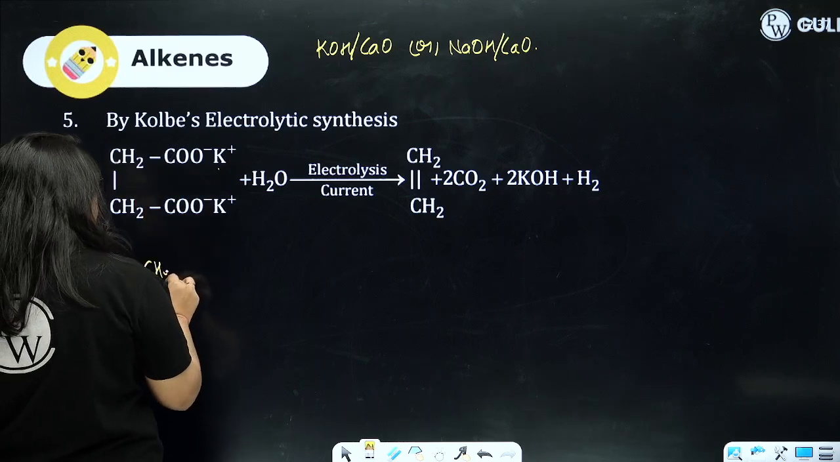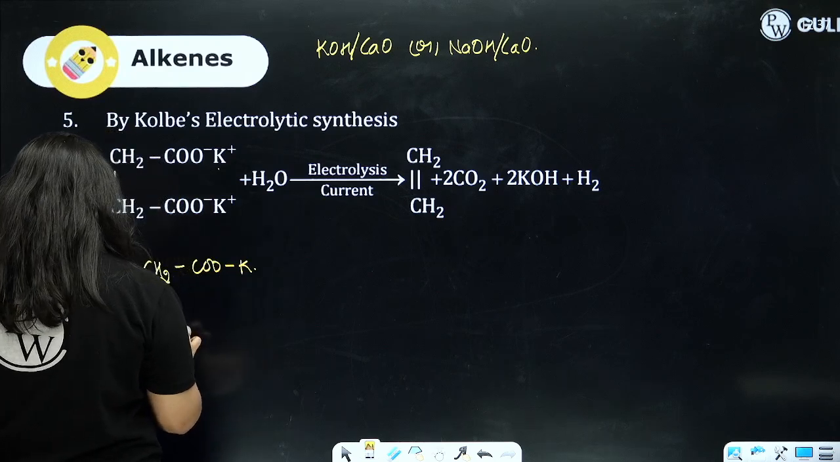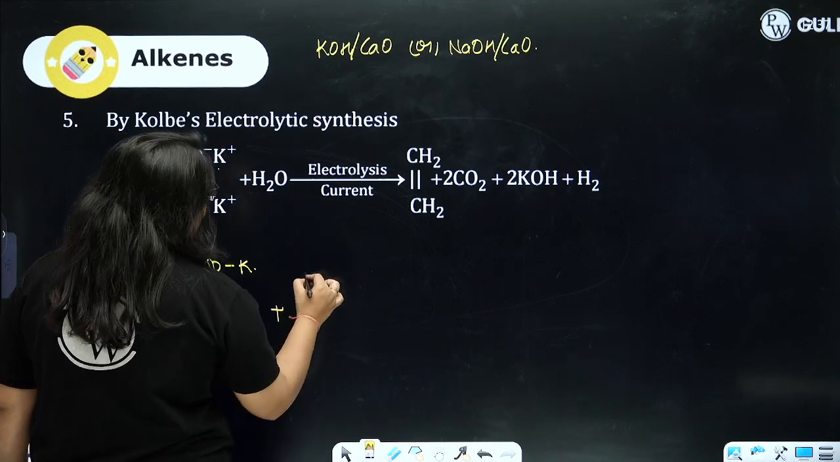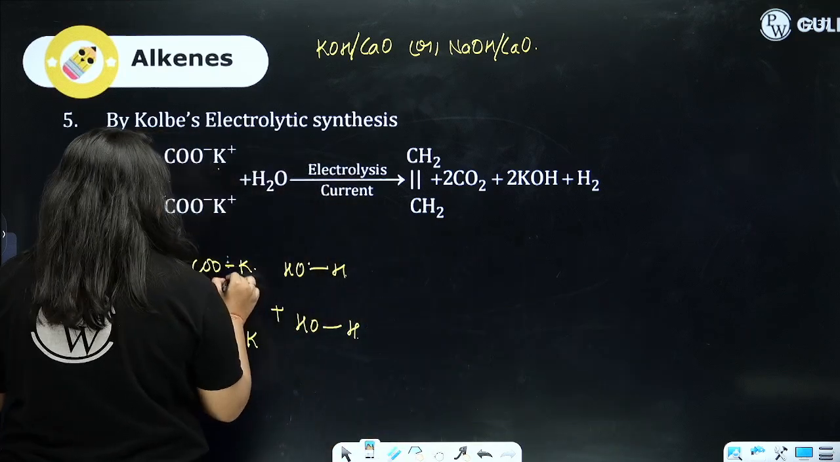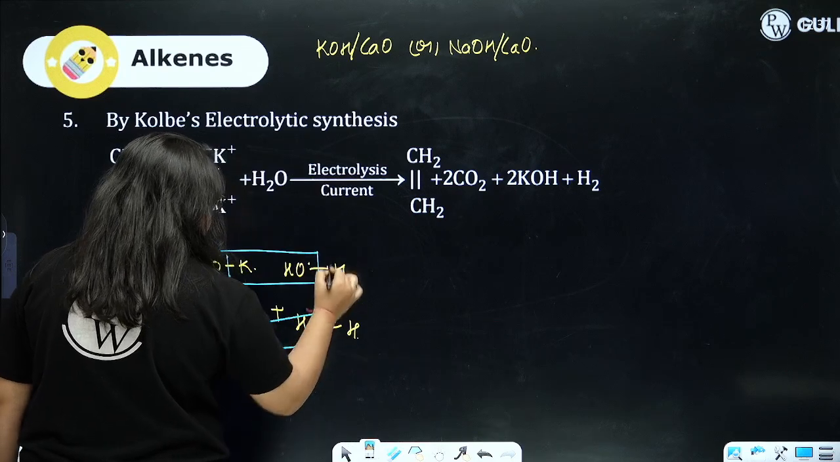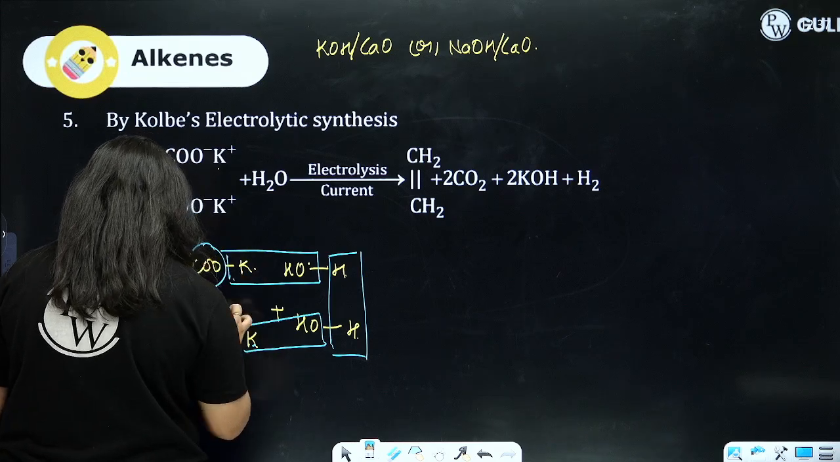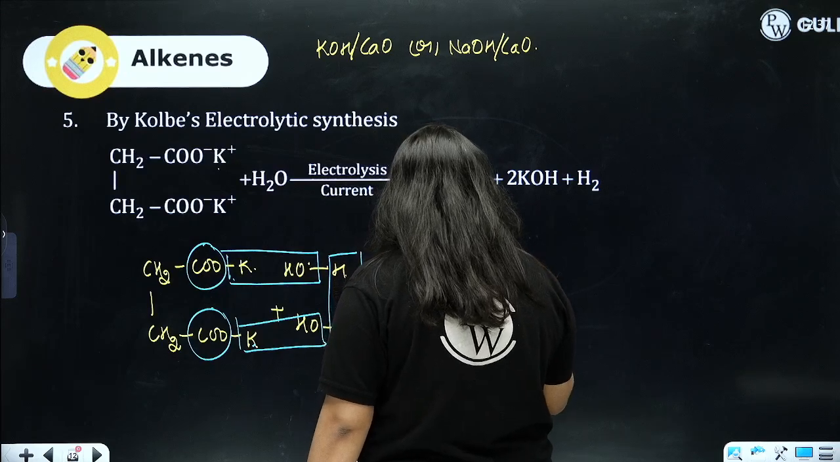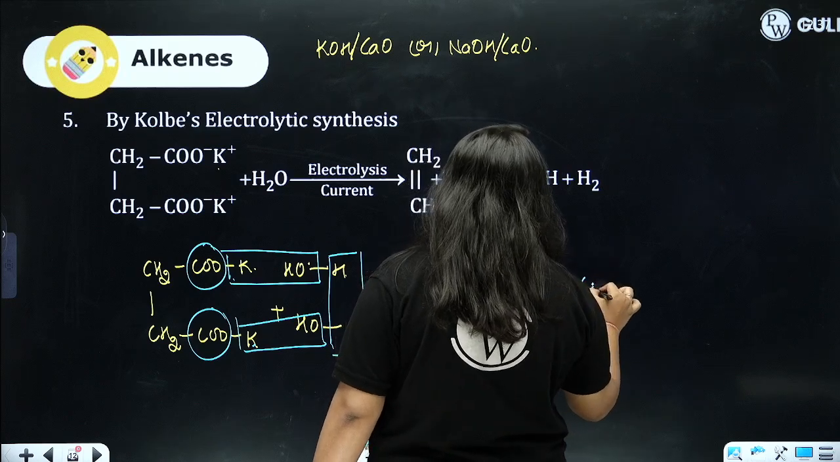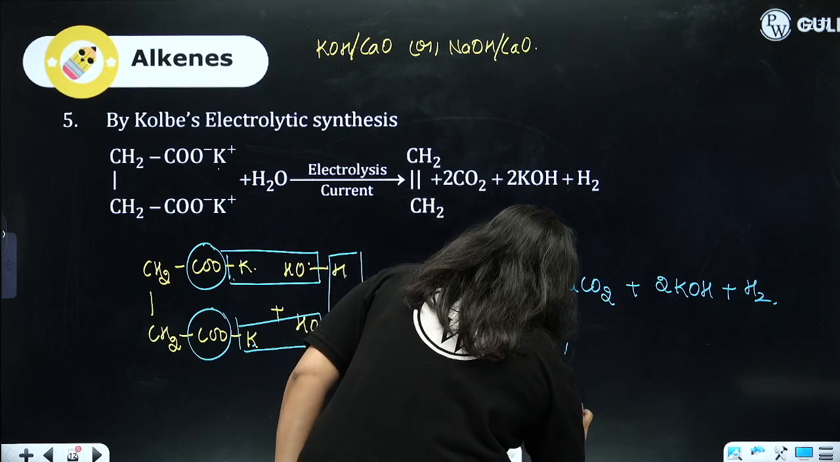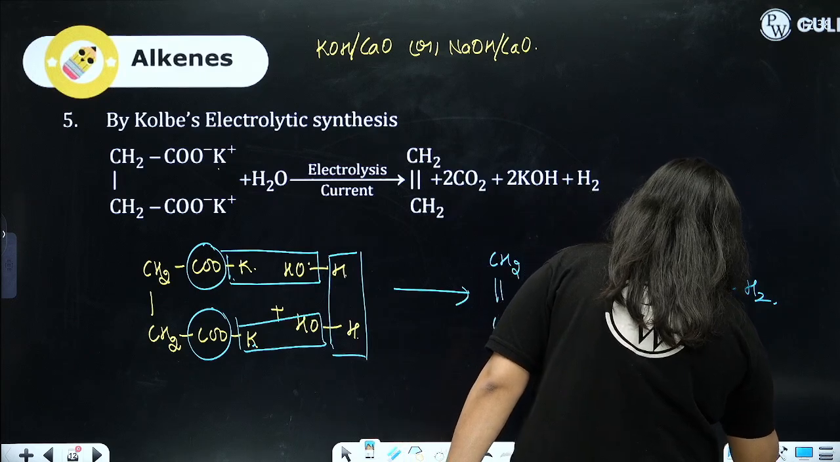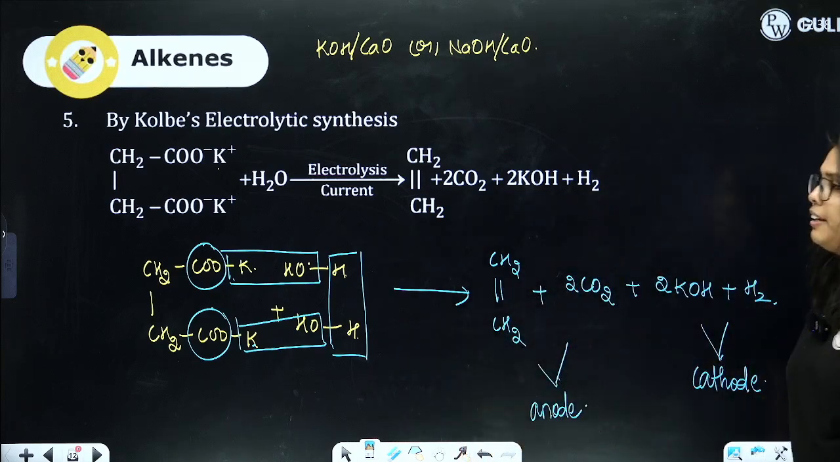Now, when you're treating this with water, you will get CH2 plus 2 moles of carbon dioxide plus 2 moles of KOH plus H2, where these two are formed at the anode and these two are formed at the cathode. I hope this is clear. You have already come across this in alkanes. A similar kind of reaction you will see in alkynes as well. So this is by Kolbe's electrolysis.